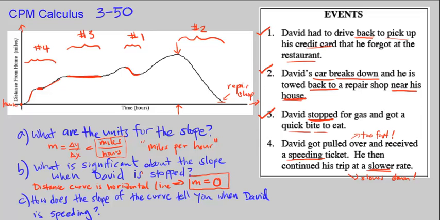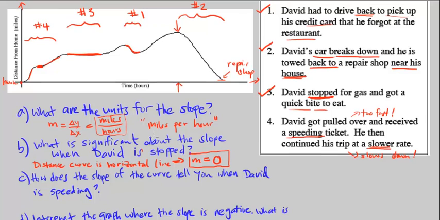Okay, part C. Let me move this down. Part C is, how does the slope of the curve tell you when David is speeding? All right, well, we know that the slope is pretty sharp, right? The change in y over change in x is very high, right? So here, the slope is really, really high. If you take your hand and follow the curve here, your hand is almost vertical, right? And then it slows down here, and it's less vertical here. It's more like going from the bottom left to the top right.